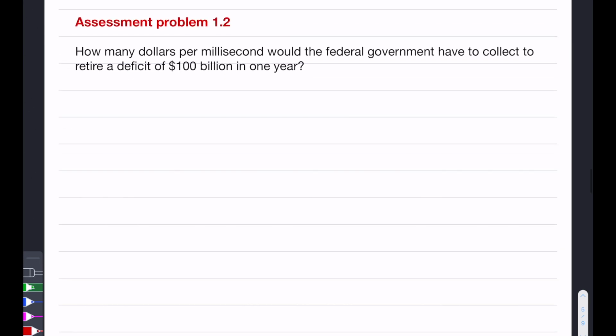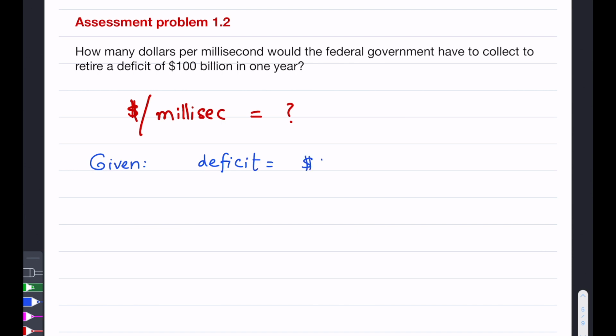Very simple problem, assessment problem 1.2. It asks how many dollars per millisecond. So we are trying to find a quantity that is dollars per millisecond. That's the unknown. Would the federal government have to collect if they are trying to retire a deficit? So given is a deficit of $100 billion.